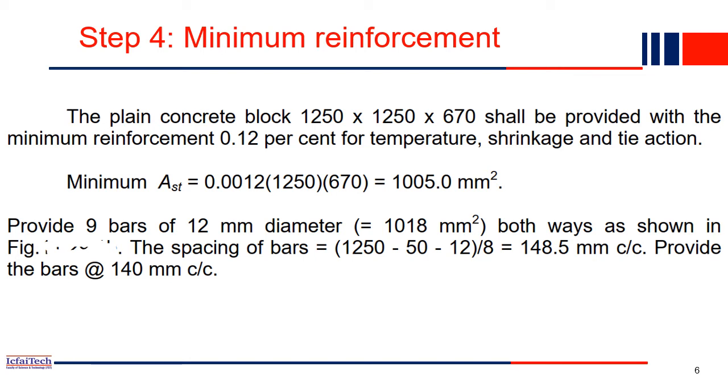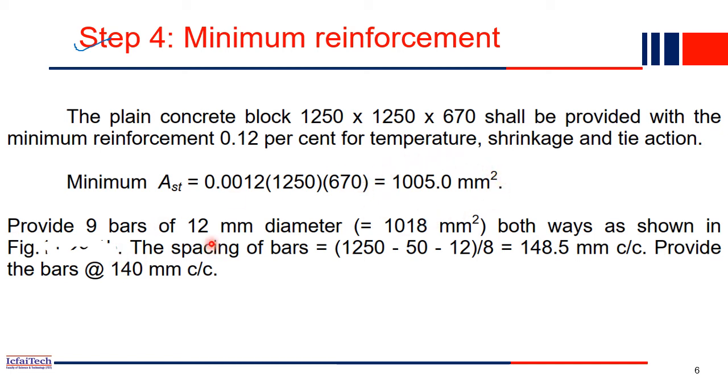Now step 4. Although, as per our codes, we have to provide the minimum reinforcement, whatever may be the required reinforcement, we have to provide even the minimum reinforcement here. So the minimum reinforcement as per our IS 456 is 0.12%, similar to a slab. So we have to consider this footing as a slab, and in a slab also the minimum reinforcement you have to provide is 0.12%. So the same is provided here as well. So the Ast value is 0.12 into the cross sectional area, 1250 is the one dimension, into the height 670, so that much minimum reinforcement we have to provide.